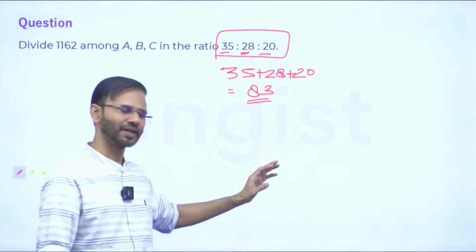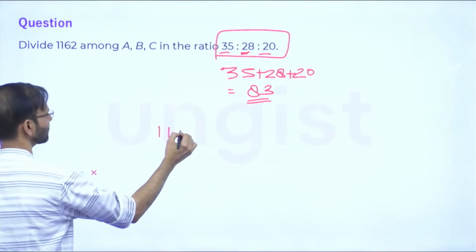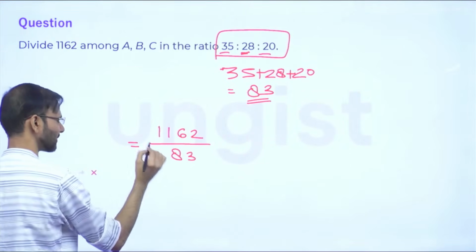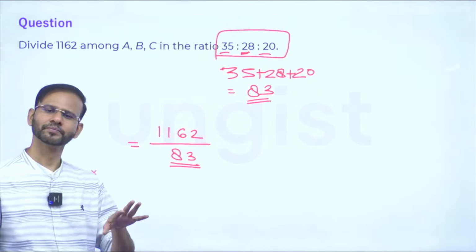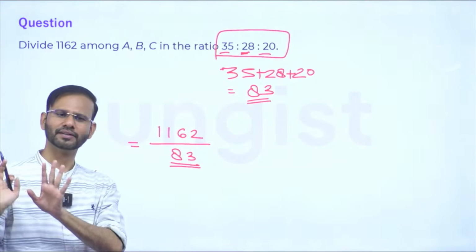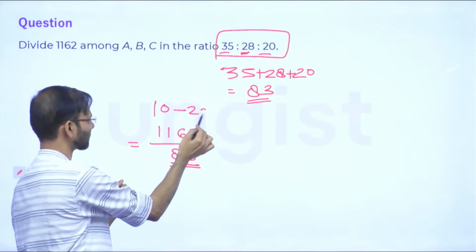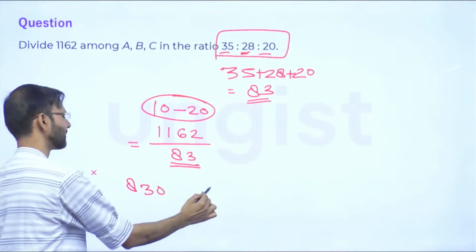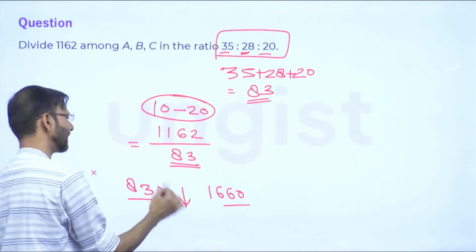Yes, everyone done? Now look, friends, I don't do the entire calculation. I never do the calculation. Just tell me, friends, 83 into 10 will be 830. 83 into 20 would be 1660, right? So this number will be somewhere lying between 10 and 20, correct? I mean, 83 into 10 is 830 and 83 into 20 is this, right? So this is lying somewhere between 10 and 20, correct?